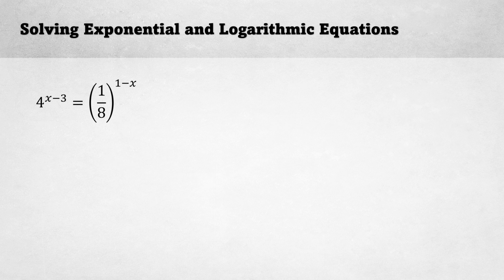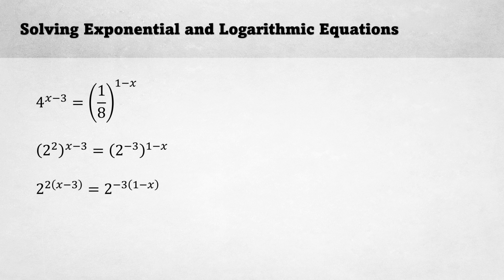Here's another example of an exponential equation. We want to match the bases if possible. We must never multiply or divide the bases by any number. However, we can rewrite the base using another expression. For instance, 4 can be written as 2 squared, and 1/8 can be written as 2 to the negative third power. We know that raising a base to a power and then to another power can be expressed as the base raised to the product of powers.